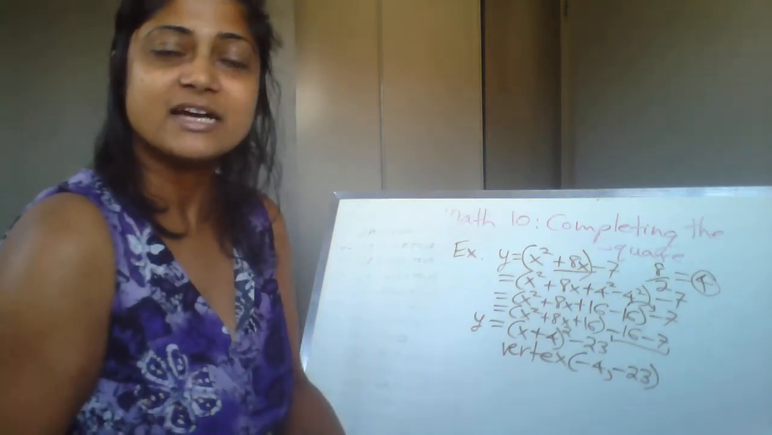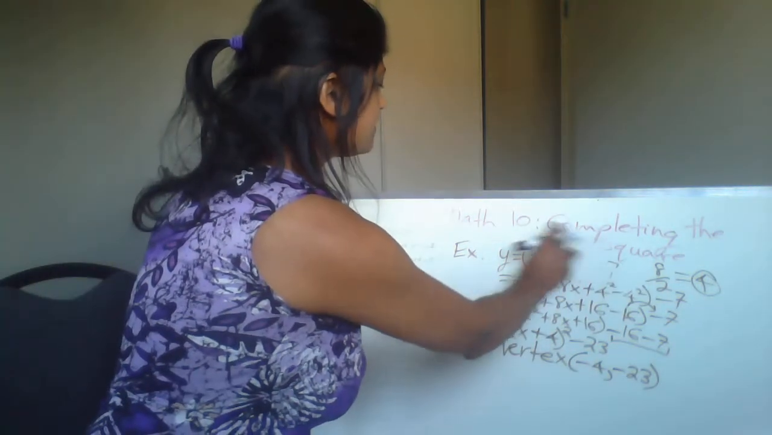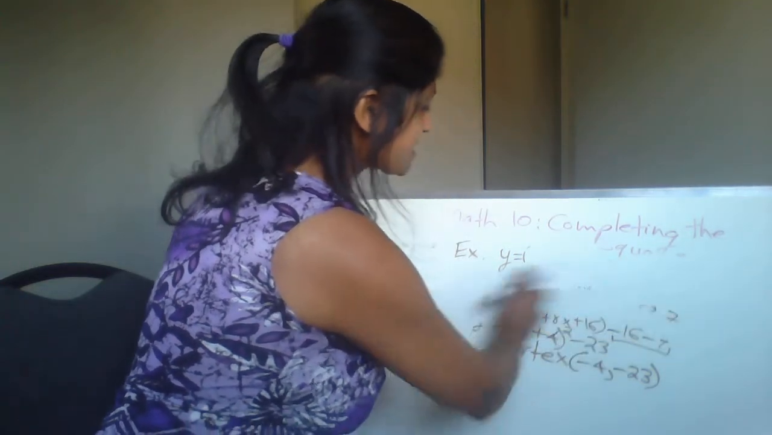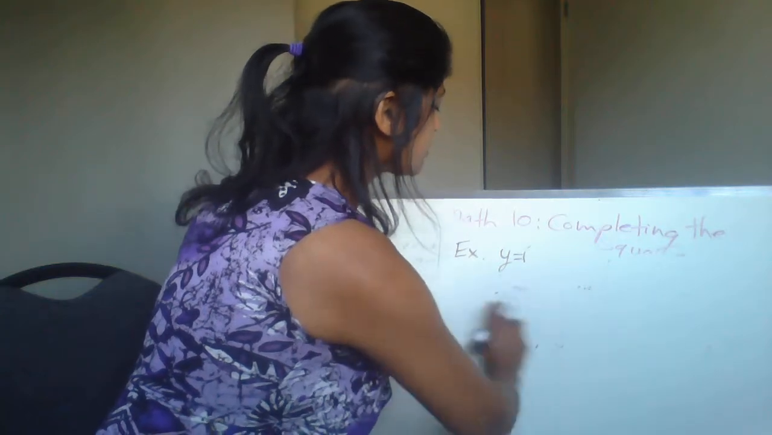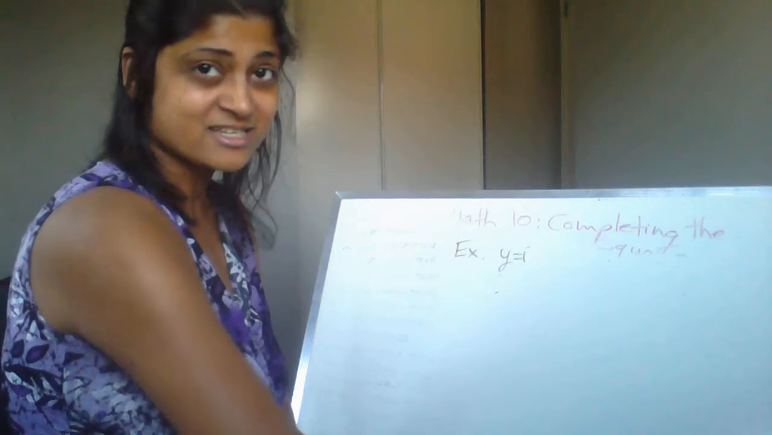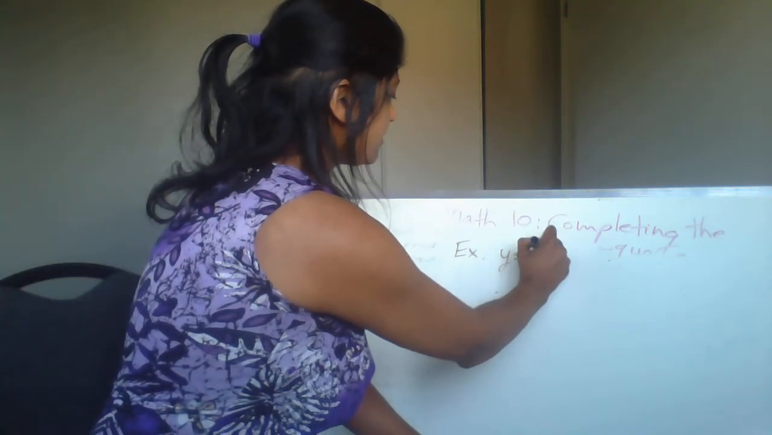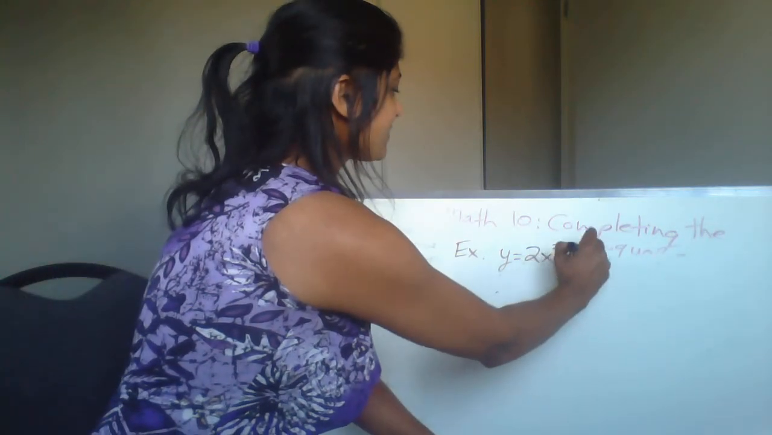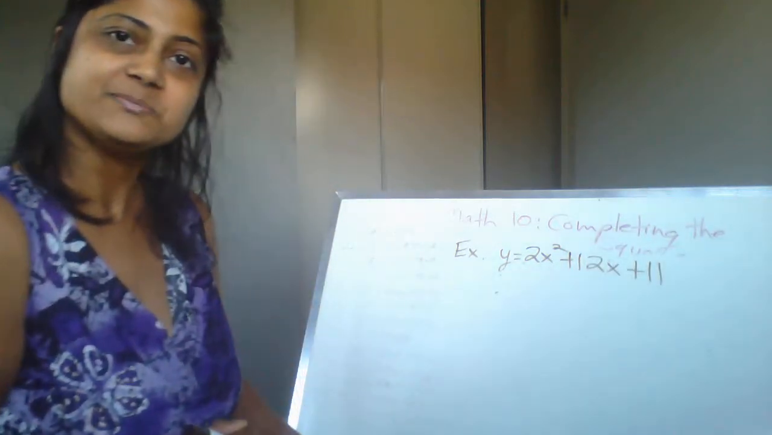Okay, so with that, we're going to try just one more example. Okay, and we're going to keep it kind of simple here. And there's just going to be one more step that we have to do when we do this question. So I'm going to just pick the question here from the textbook, to make sure it's a little simple here. Okay, so it's going to be y equals, let's do 2x squared plus 12x plus 11, okay.